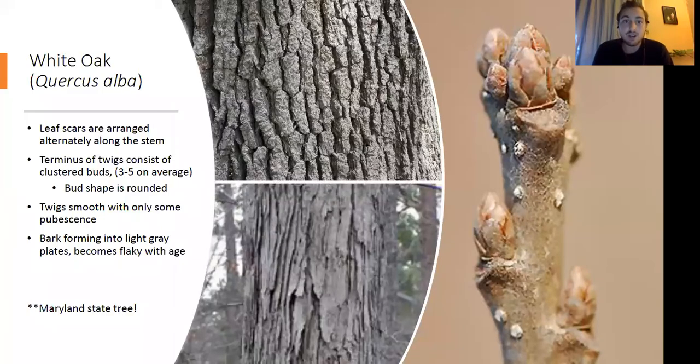For our white oak, our leaf scars are arranged alternately here as well, and of course, at the terminus, we have our clustering of buds, but our bud shape is much more rounded than that of our red oak. The twigs are smooth here too, with only some pubescence, but the bark is distinctively different, forming into these light gray plates, and then it becomes very flaky with age, as you can see in the bottom left picture. And if you didn't know already, white oak is Maryland's state tree. That's pretty special to us.